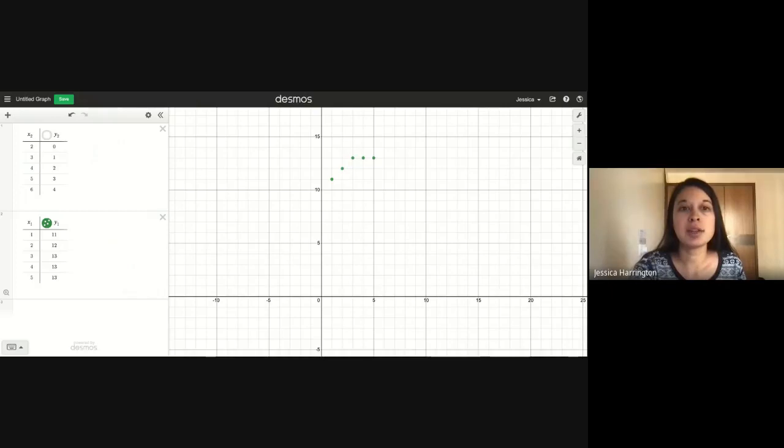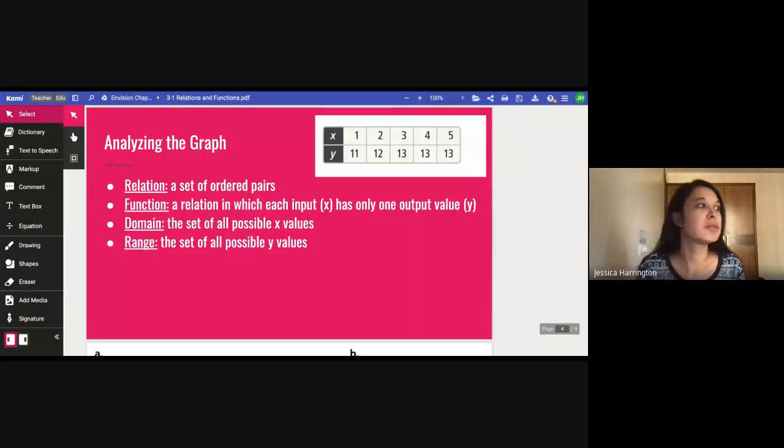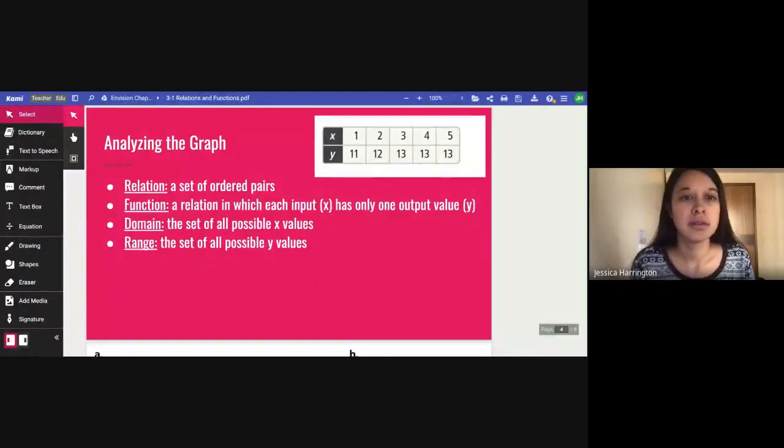So if we look at these definitions, you should pause the video and write them down right now. Miss Aisha can pause for us. A relation is a set of ordered pairs. So this is a set of ordered pairs, right? Because that's all it is. There's no curve or line connecting the points. So what we've just graphed is a relation. But is it a function?